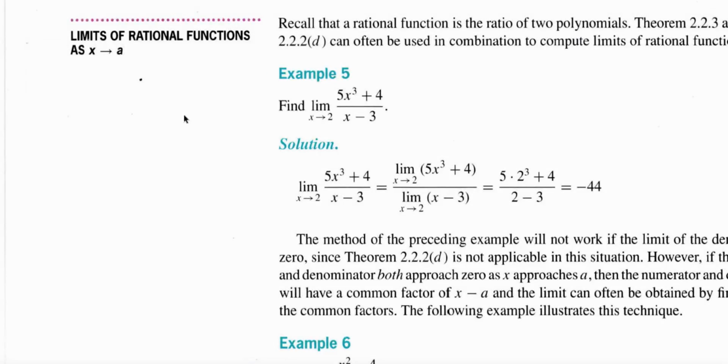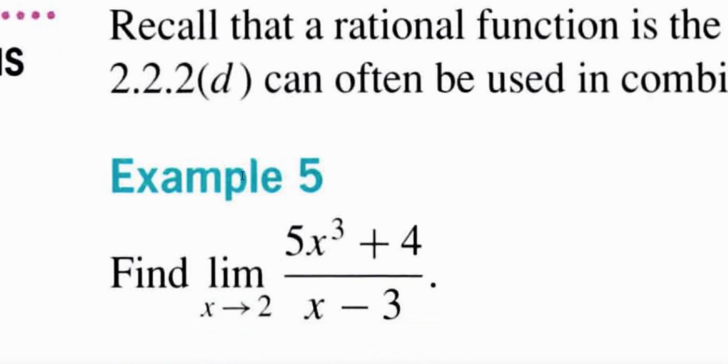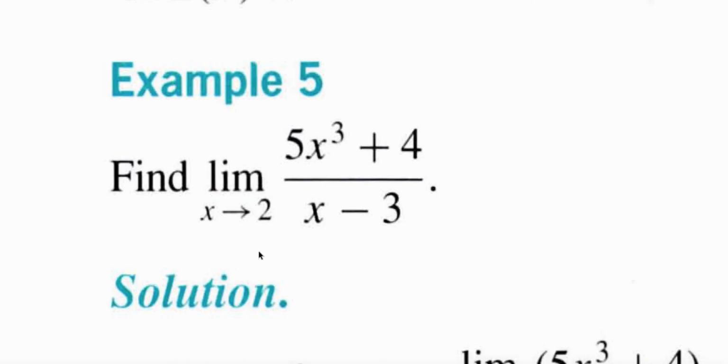Okay, let's talk about limits of rational functions. If there's no danger of getting 0 in the denominator, then literally what you do is you treat the rational function as if it was two polynomial functions. And so here the limit is x going to 2.